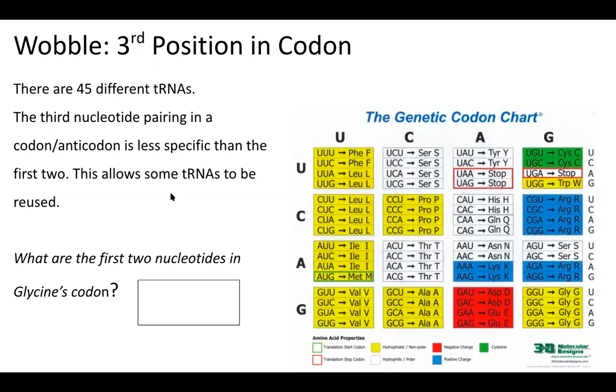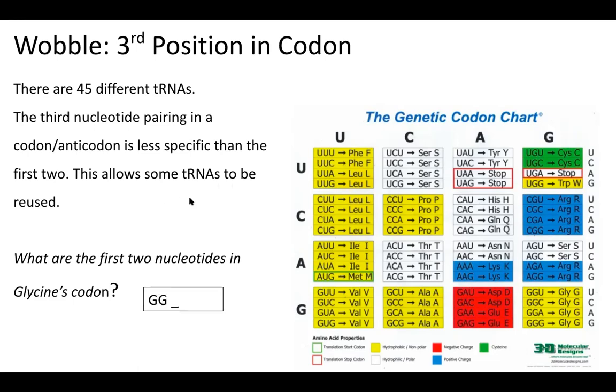So that's that redundancy. Also, having the 45 different tRNAs, because of that wobble, that allows some tRNAs to be reused, and they can go back and pick up with that anticodon. They can just go back and pick up, like if you have a UU or a CU, they can pick up a leucine. It doesn't matter what that 3rd letter is. So it can pick up that specific amino acid.